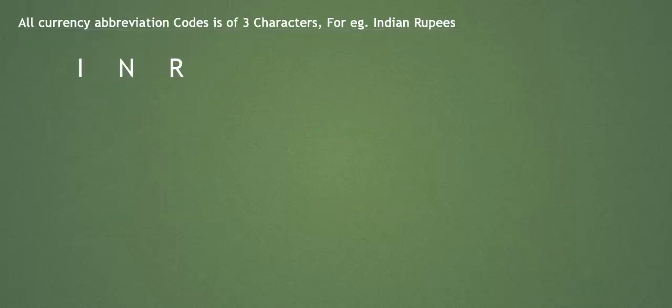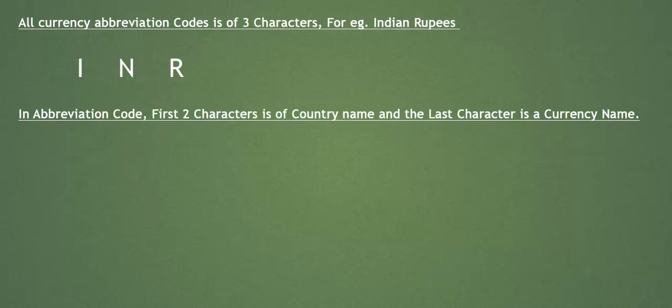So India has the abbreviation INR. Likewise, all the countries have abbreviations, and all of them are 3 characters long. In an abbreviation code, the first 2 characters are from the country name and the last character is from the currency name. For example, in INR, IN stands for India and R stands for rupees.